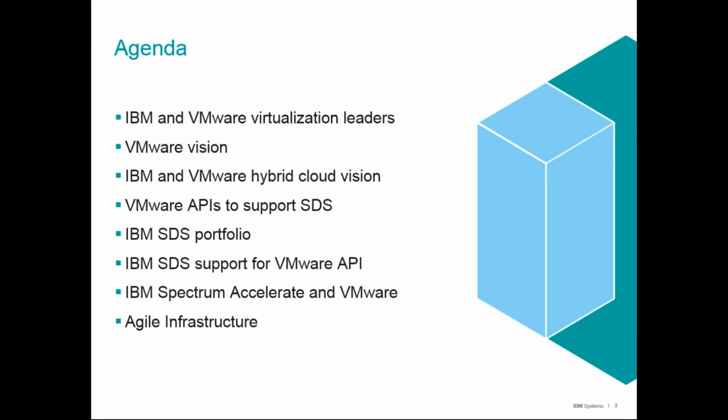On the agenda today are a few topics that we'll want to cover. As you can see, first, share the leadership and the solutions of IBM and VMware. I will talk through the overall VMware vision and where the IBM and VMware cloud vision actually merges. We'll also discuss the VMware APIs that support SDS today, and then Chandra will go through the IBM portfolio and how it works with the VMware platform and the agile infrastructure.